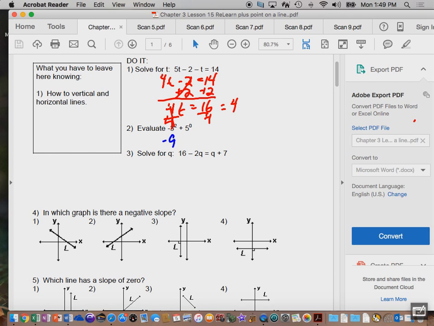Anything to the 0 power is? 1. So negative 9 plus 1 is negative 8.